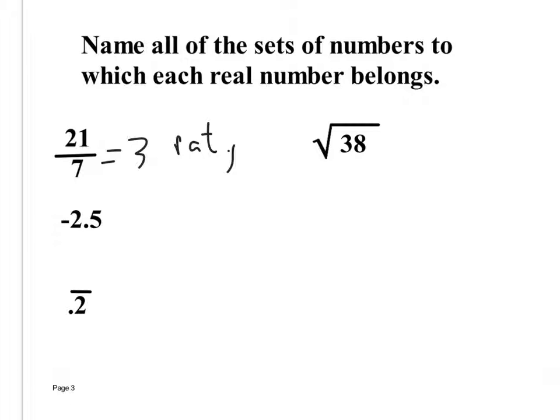Then I think, is 3 an integer? Does it belong to a set of integers? Yes. So I'm going to put int. And then I go on. Now if it was an integer, could it be a whole number? If it's not an integer, it's not a whole number. But if it's an integer, then it might be a whole number. It doesn't have to be, but it could be. Is 3 a whole number? Yes. So it's a rational number, it's an integer, and it's a whole number.